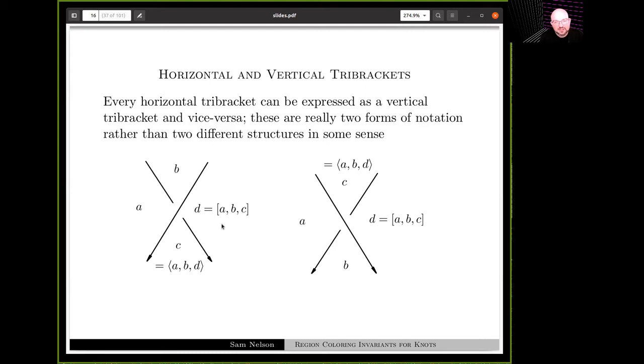But as you might imagine, because the axioms are different, the algebraic structures themselves are a little bit different. And so sometimes it can be very useful to be able to switch between the two notations in order to simplify computations and so forth. So I like to keep both sorts of notation around.